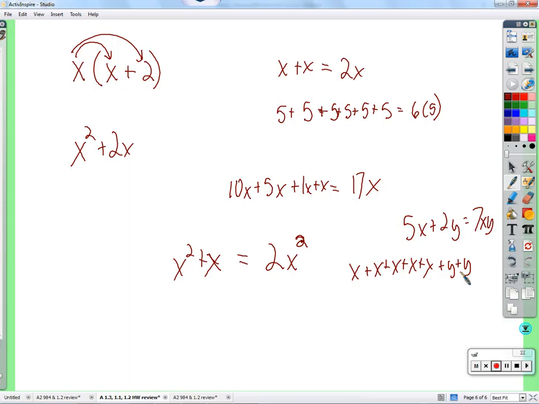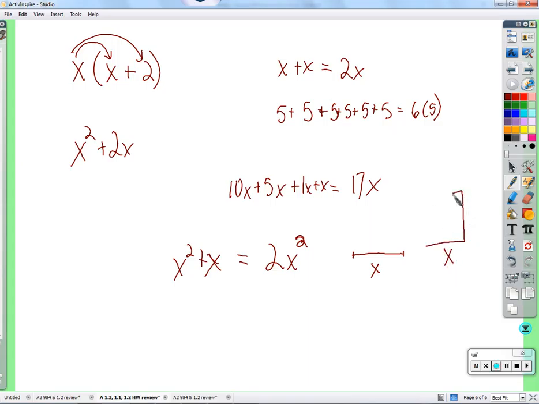Just like, can I do 5x plus 2y equals 7xy? No. Because if we write it out the long way, we'll see we don't have that. We have x plus x plus x plus x plus x, that's 5 x's. Now we're talking about something completely different: plus y plus y. We don't have 7 of any kind of thing. We don't have 7 x's or 7 y's or even 7 xy's. 7 xy's would look like xy plus xy plus xy, and so on, or x times y. We don't have any x times y over here. Okay, we're talking about like terms here.